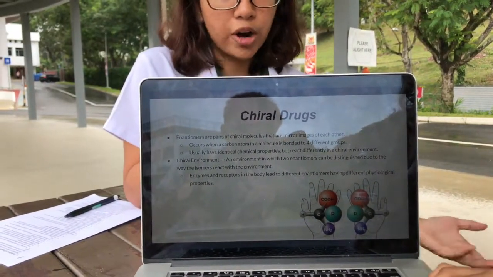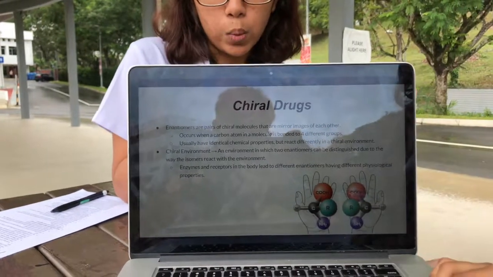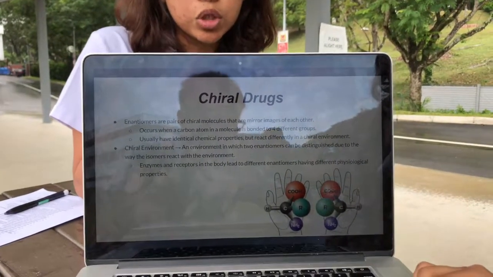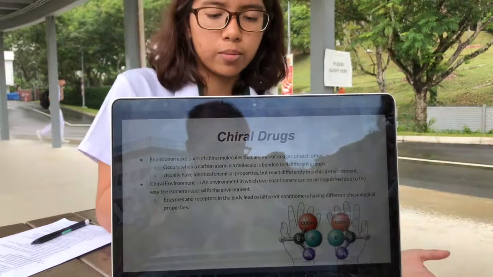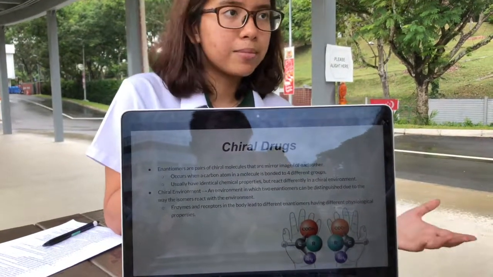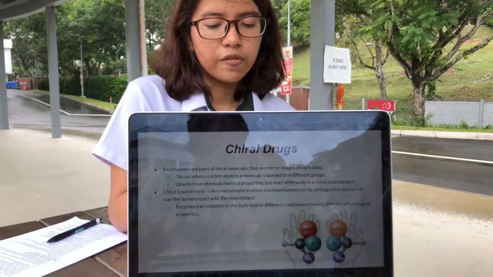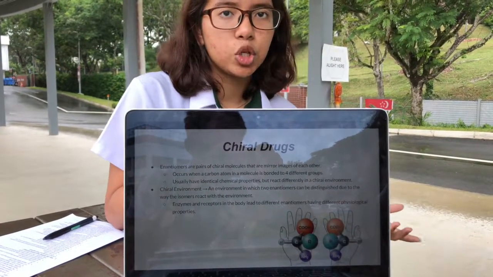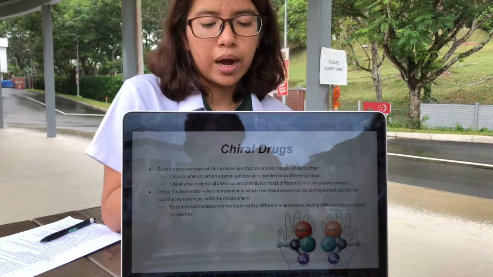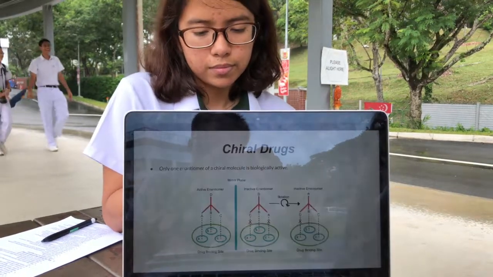Secondly, chiral environments are essentially environments in which 2 enantiomers can be distinguished due to the way that the isomers react with the environment. So for example, enzymes and receptors in your body, when you insert Taxol into your intravenous system, will lead to different enantiomers having different physiological properties.